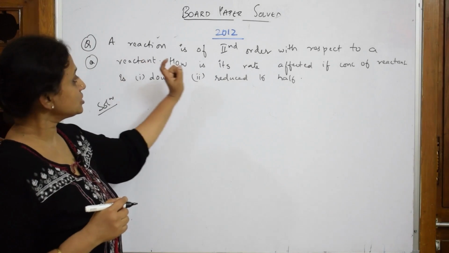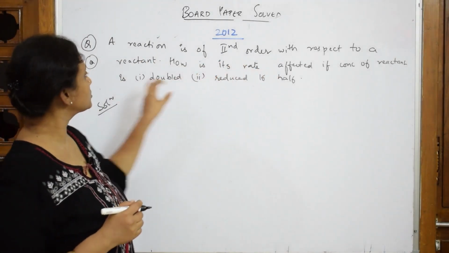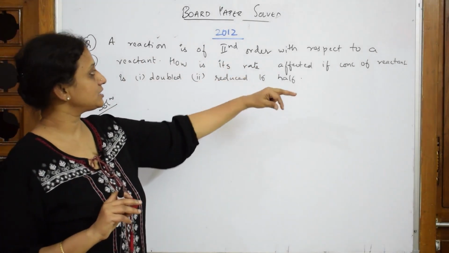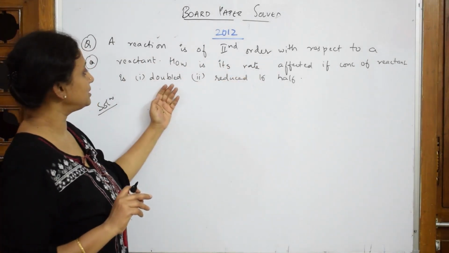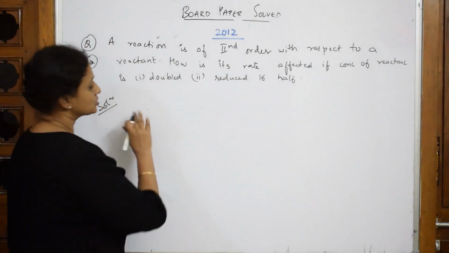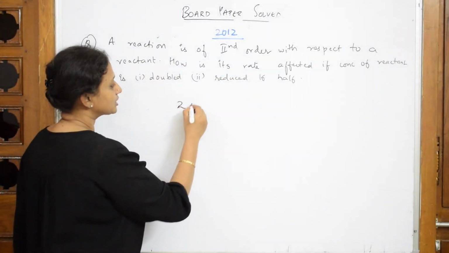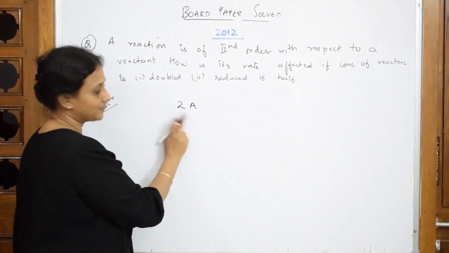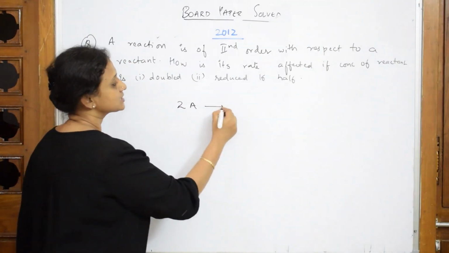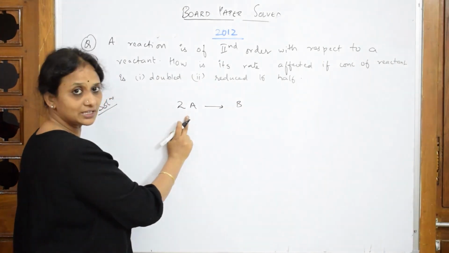Now they said a reaction is of second order with respect to a reactant. How is its rate affected if the concentration of the reactant is doubled and if it is reduced to half? Easy. They said second order reaction. So second order means the number of reactants. Suppose I take 2A, that is the two reactants 2A, and it's giving us some product. So now this is your second order reaction.